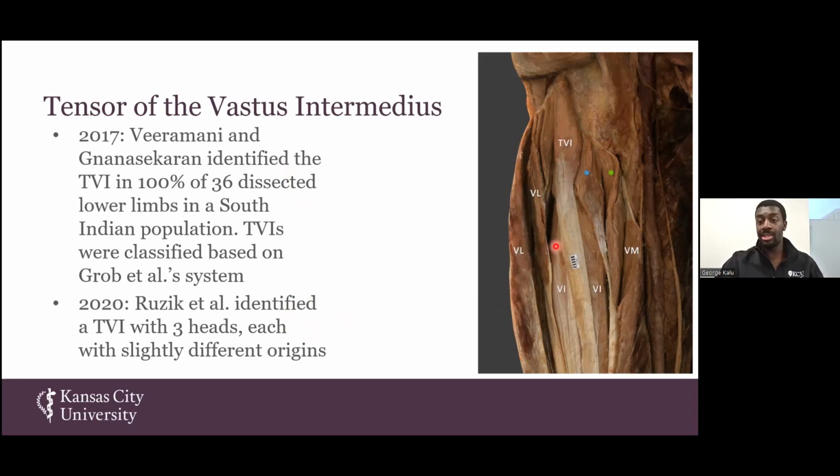A few years later, a group led by Ruzic identified a TBI that actually had three heads. And so this is what we're seeing here. So here's the main TBI muscle. Again, it's lying in between vastus lateralis and vastus intermedius. Here's the first head, here's a second head, and this third head over here. And all had slightly different origins. So this was the first time that we saw more than just two heads associated with the TBI.